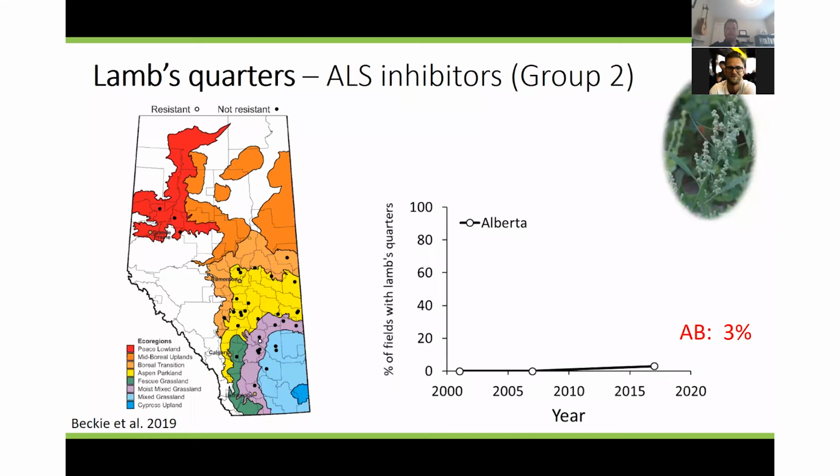One of the recent ones, so this is kind of a big discovery, and the first time that ALS inhibitor resistant lambsquarters has been found in the prairies. There was one case found in the last survey that showed resistance to group 2s. So that, based on the number of samples collected, equated to about 3% of the fields. So this is one to definitely look out for when you're scouting for resistance.